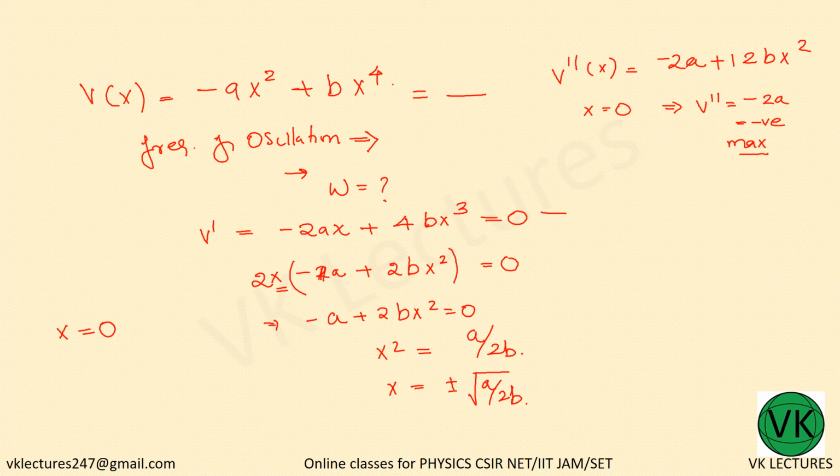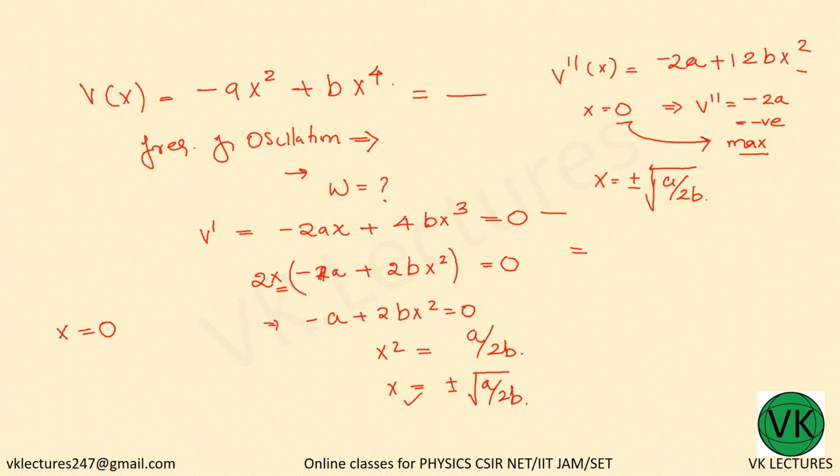So at x equal to 0, you are not going to get any oscillation. So you have to try it with x equal to plus or minus under root a by 2b. Now you can put plus and then minus, but since it is x square, it doesn't matter. Square term will never be negative.